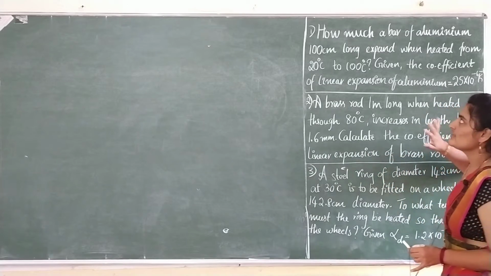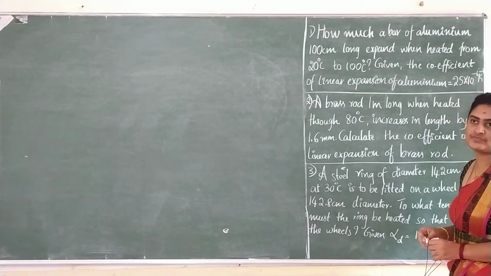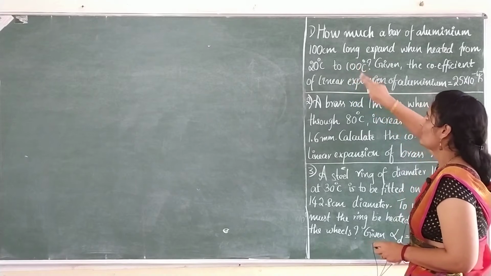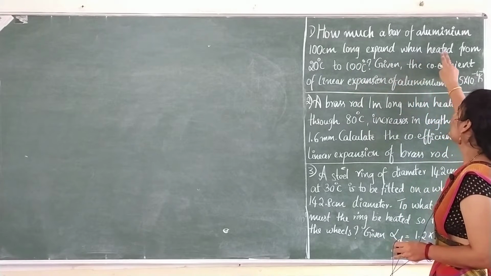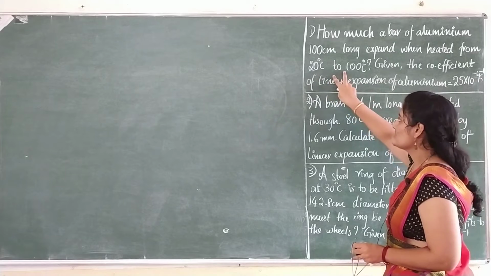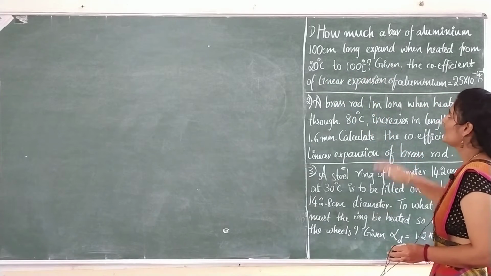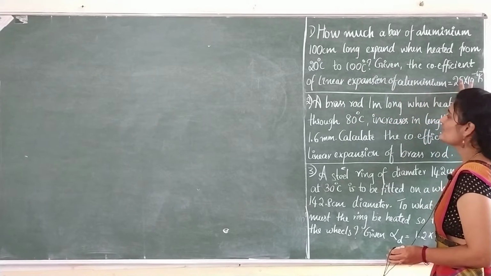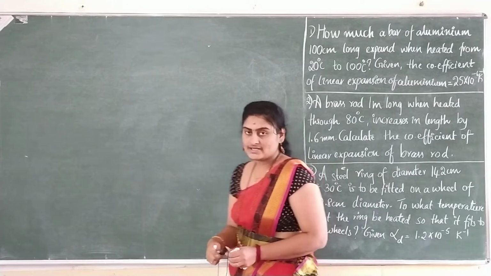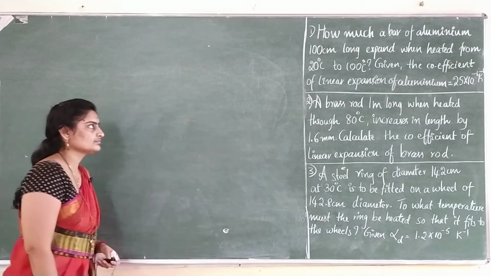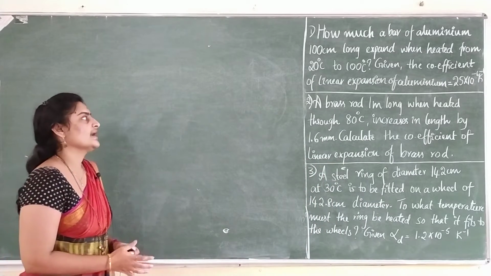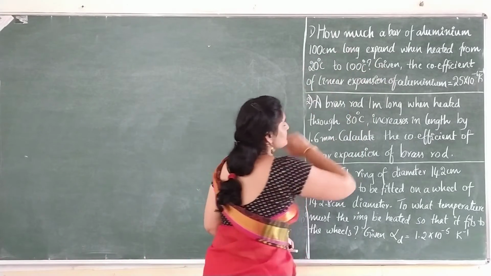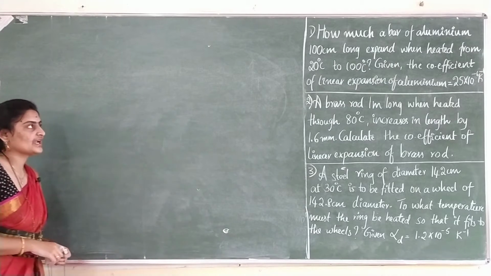First, write down this first problem. How much does a bar of aluminium 100 centimeter long expand when heated from 20 degrees Celsius to 100 degrees Celsius? Given the coefficient of linear expansion of aluminium is 25 into 10 to the power minus 6 per Kelvin. You can download this video and pause it for writing these things, or write it fast.